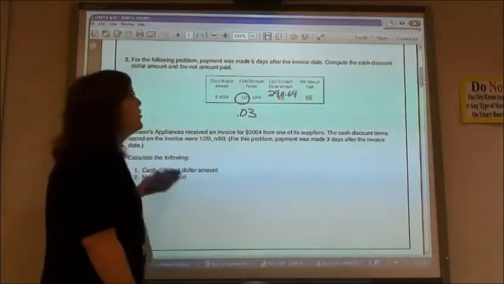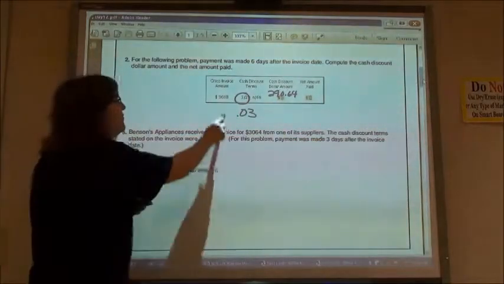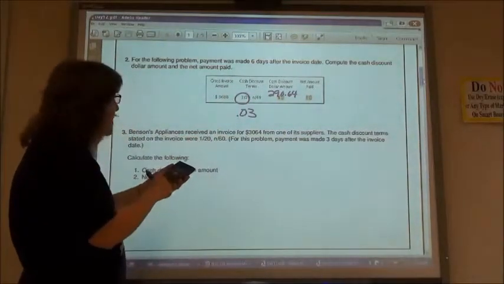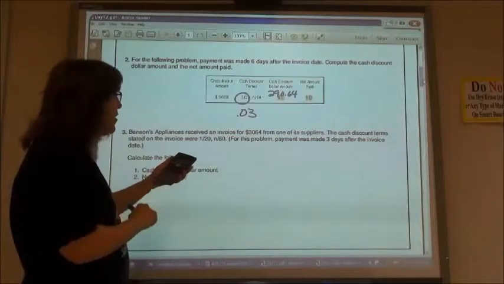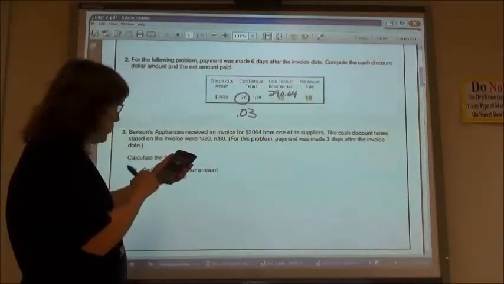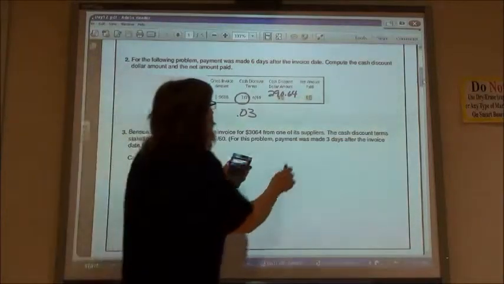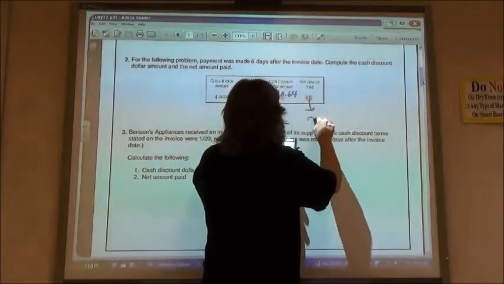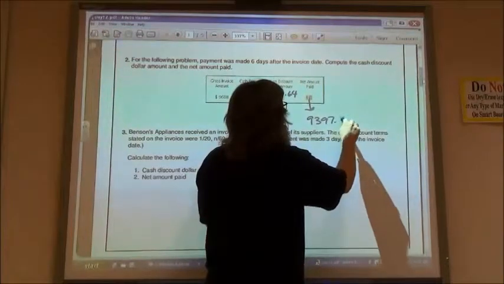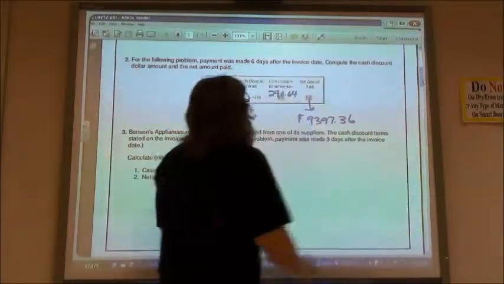$290.64. So to find the net that I paid, I have to take my gross amount, subtract off my discount, $290.64. And so my net amount that I paid is $9,397.36.